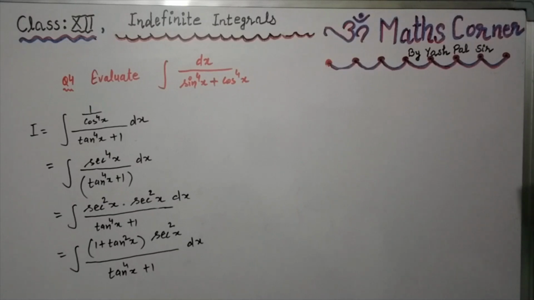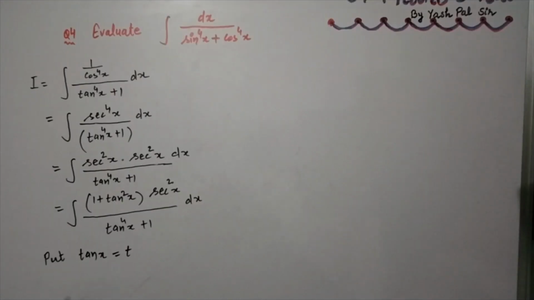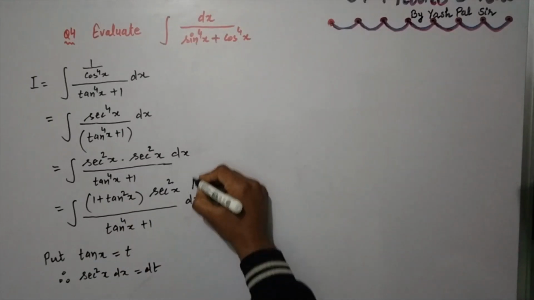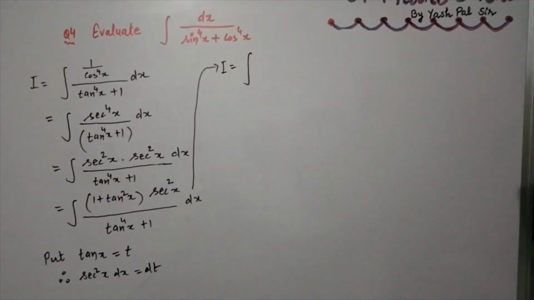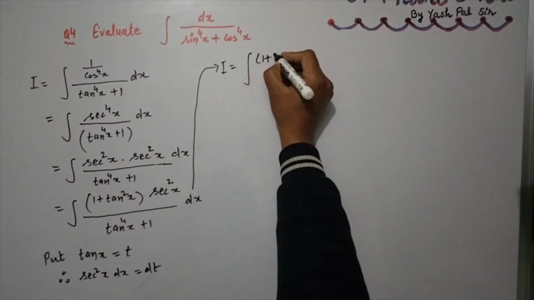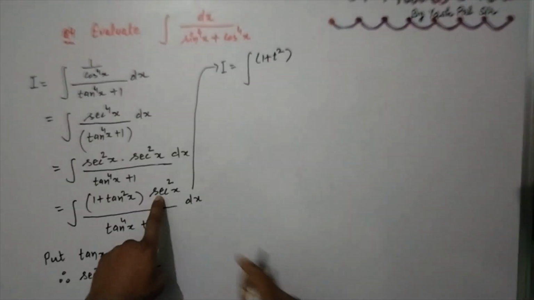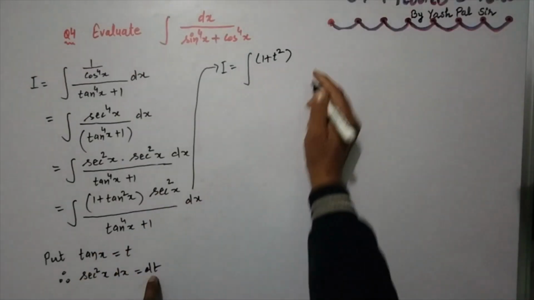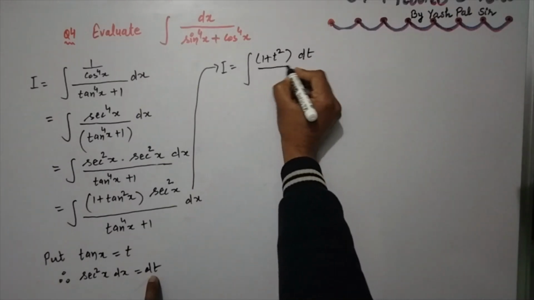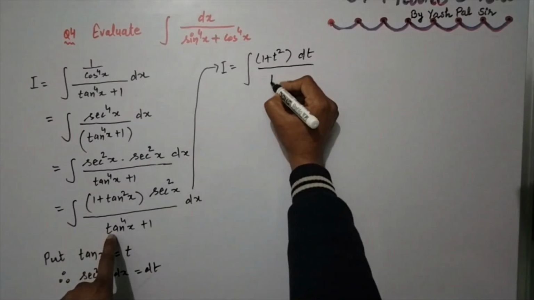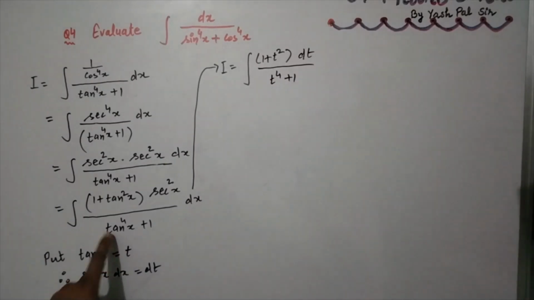Now in the next step, we just substitute tangent x is equal to t. Tangent x is equal to t, so its derivative is secant square x into dx is equal to dt. We substitute these values here, so this becomes 1 plus tan square x, meaning 1 plus t square, secant square x into dx meaning dt, divided by t raised to power 4 plus 1.